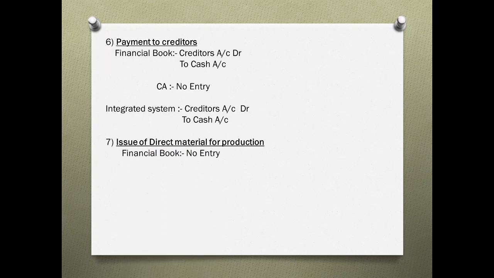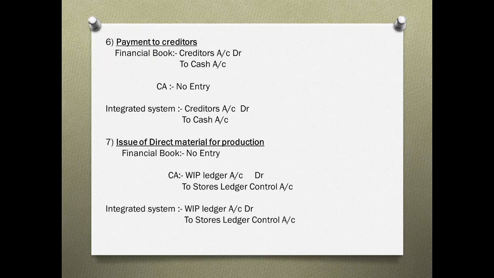But what about the cost? Cost book में record होगा. Material is issued, so material is going out. Instead of material we write stores ledger, so stores ledger would be credited. It is going out for what? Production, that means WIP, so my entry would be WIP ledger control account debit to stores ledger control account. Now under integrated it is a combination, so financial book there is no entry, same cost accounting entry would be my integrated system entry.